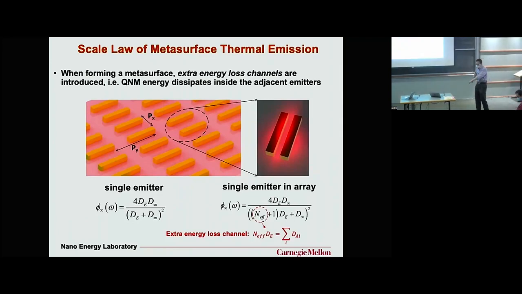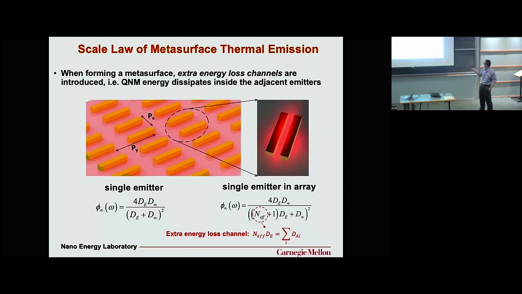So let's take a look at this schematic here. When we form a metal surface, certainly the physical picture becomes more complex. If you have just one plasmonic resonator, as I mentioned from the quasi-normal theory, we have the energy loss inside this plasmonic resonator, and also we have a radiation mode loss to the far field, right?